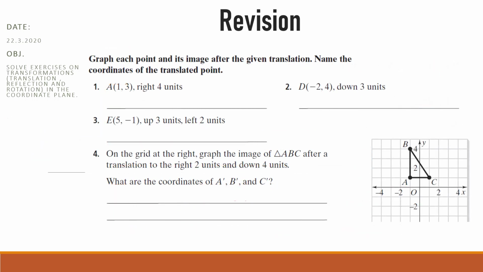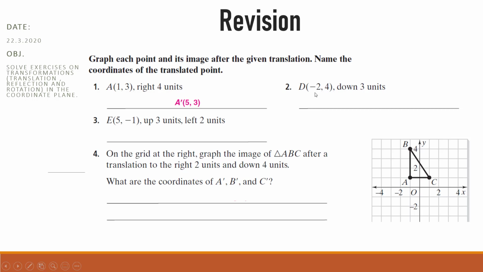Now in this question, graph each point and its image after the given translation. Name the coordinates of the translated point. I'm not going to graph. I will just give you the coordinates of the image. In the first one, A (1, 3), move it to the right 4 units. So add 4 to the 1. It will be 5 and 3. So A prime is (5, 3).